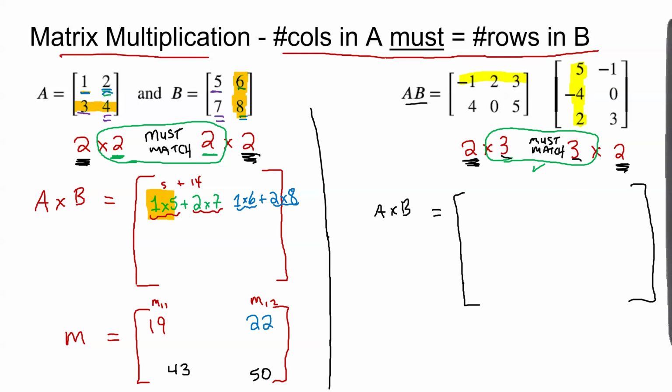So when I do this one, I want to take the negative 1 times the 5 and add the 2 times the negative 4 and add 3 times 2. However many elements there are in your matrix, you just work all the way across the first row and all the way down the first column, and you put that in 1,1. First row, first column, first row, first column. All right? So that's the first one there.